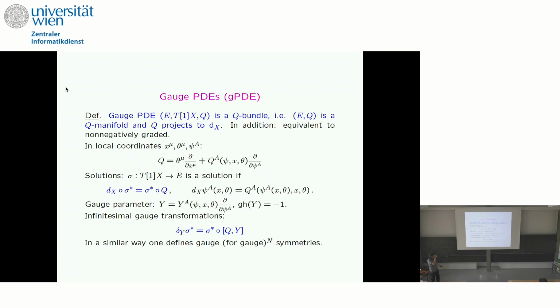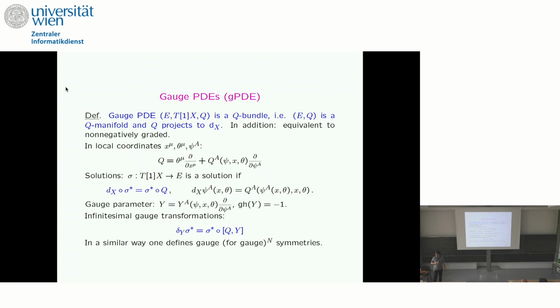X mu is the space-time coordinate, yes. Theta is roughly speaking dx, but I treat the basis differential forms as Grassmann odd coordinates theta mu. So this is the de Rham differential, theta d over dx. Fiber coordinates, yes, exactly.